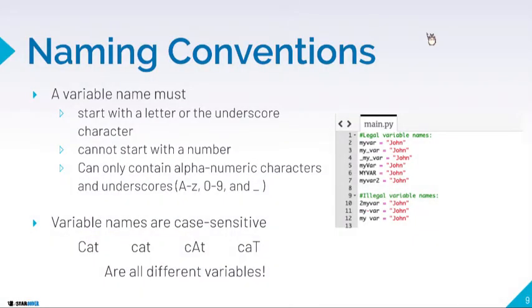There are a couple rules involved in naming variables to make sure that they're valid. First, it has to start with a letter or underscore. It can contain numbers, but it can't start with one. Symbols like hashtags or dollar signs can't be used in variable names, only alphanumeric characters. In addition, they're case sensitive. All of these examples are different. On the right hand side here, we can see the examples of legal and illegal variable names displayed. Keep these in mind while writing.